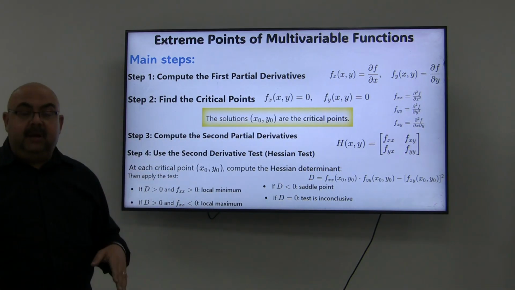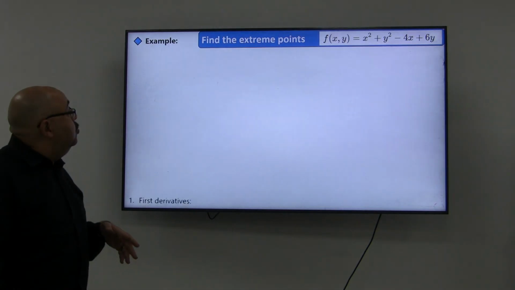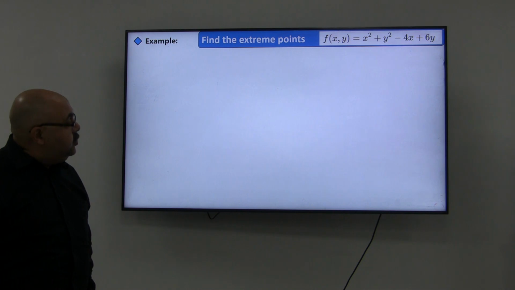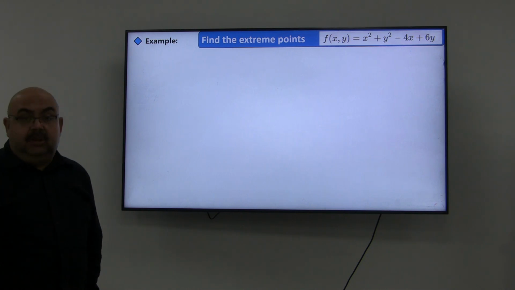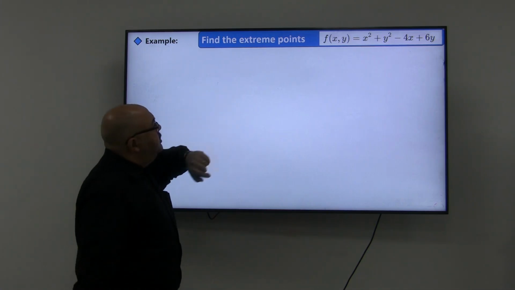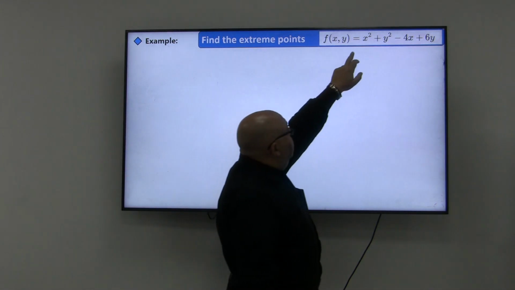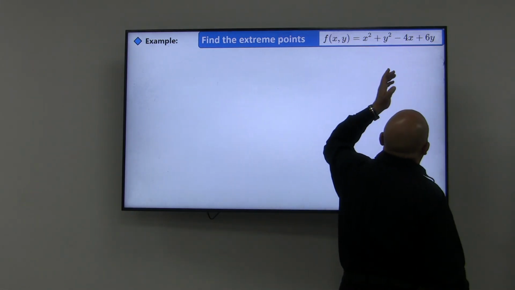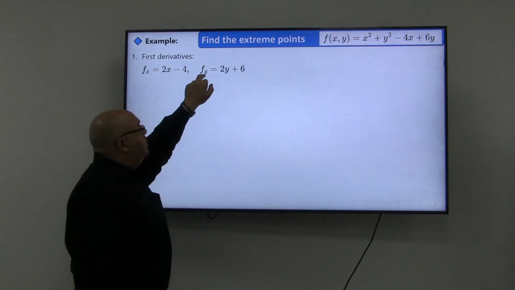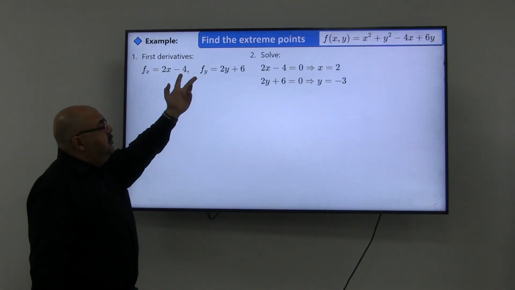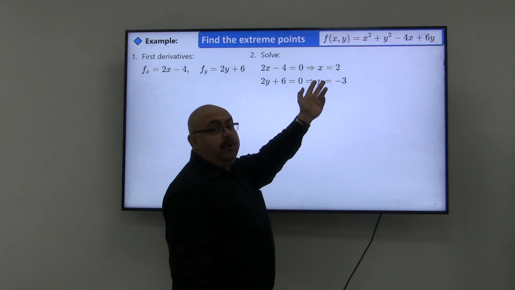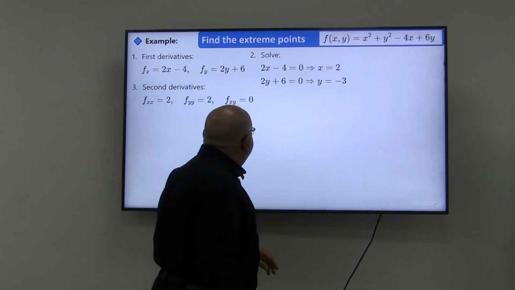So once more, if this is my problem, f of xy equals x squared plus y squared minus 4x plus 6y, and I need to do the algorithm, it's going to be exactly the same. Get the first derivative of this function, which means it's going to be 2x minus 4 for the first derivative in direction of x, then 2y plus 6 in the f sub y. Set both these two equations to zero, and you will get the critical point. So I probably have a critical point at 2 and negative 3.